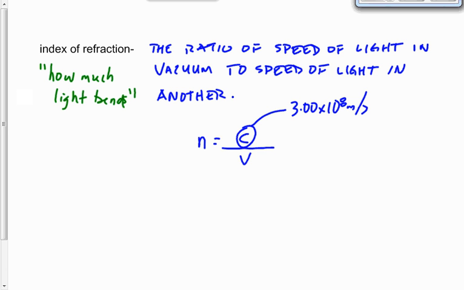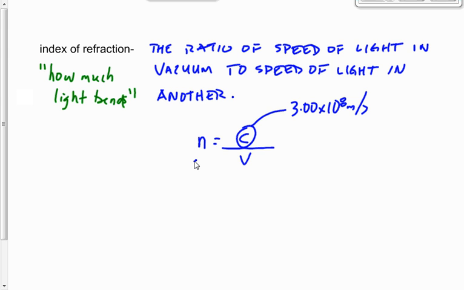Hey, what are the units that we'd have for n? The index of refraction. It's unitless. There are no units, right? Because it's a ratio. The units cancel out. We got meters per second over meters per second, gives me no units.